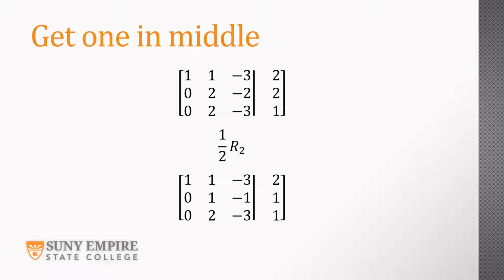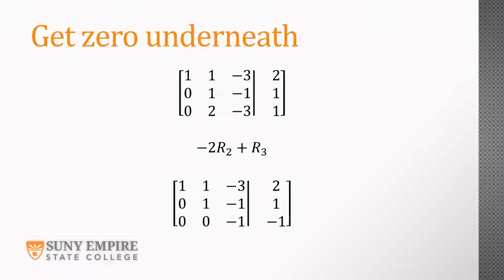We want a 1 in the middle of the matrix. We will do the scalar multiplication 1/2 times row 2. This leaves us with 0, 1, -1, and 1 in row 2. The other rows stay the same. We want to get 0 under the new 1. We use the linear combination -2 times row 2 plus row 3 to do so.